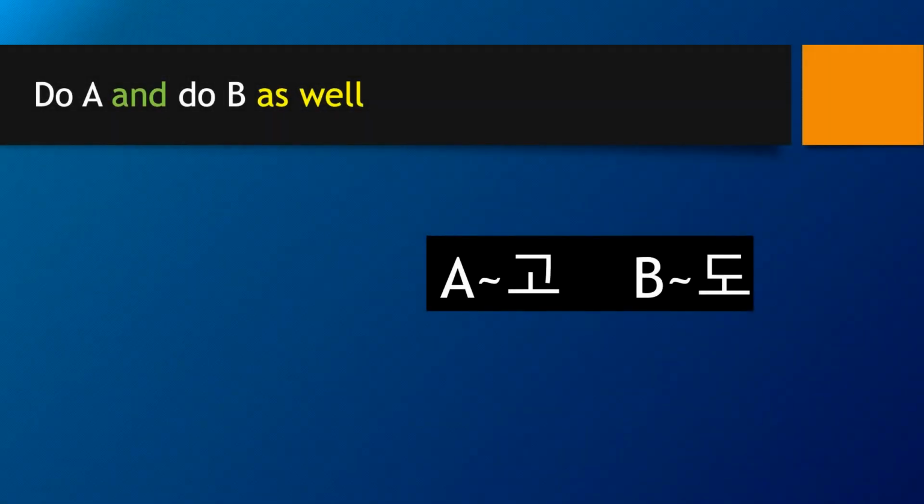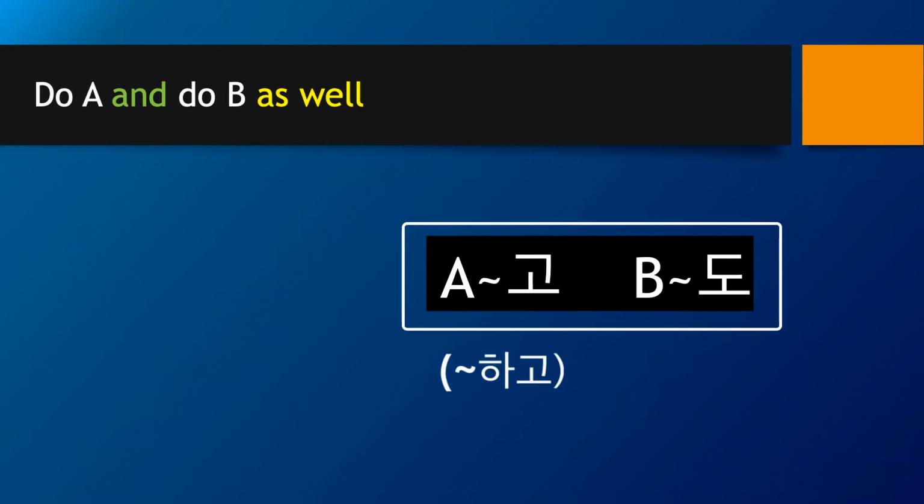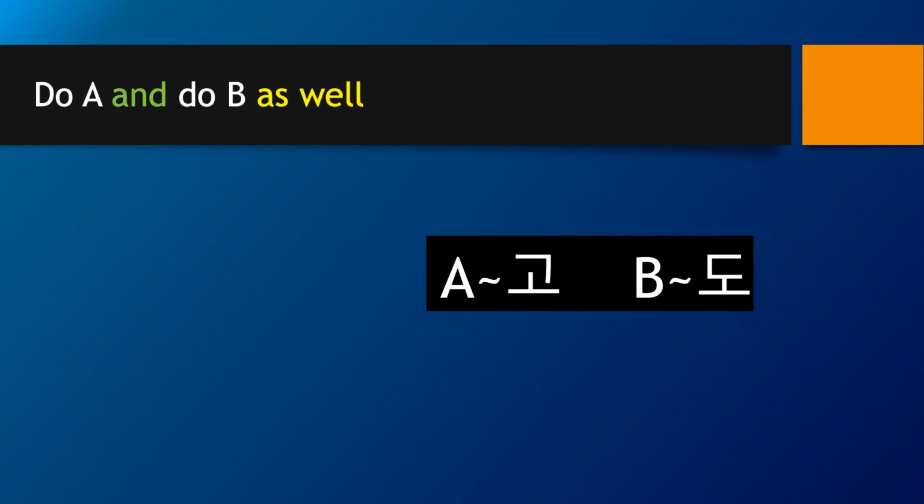Finally, let's build up a full sentence using both 고 and 도. So in English, do A and do B as well can be templated into Korean as A 고, B 도. Let's take a look.